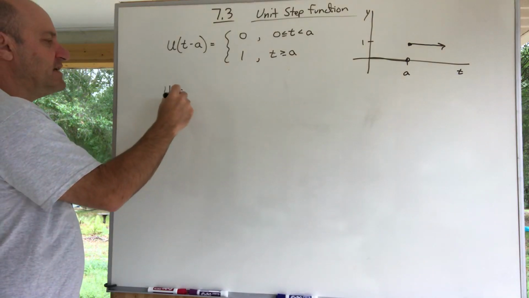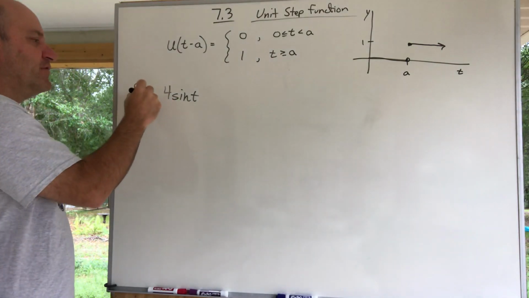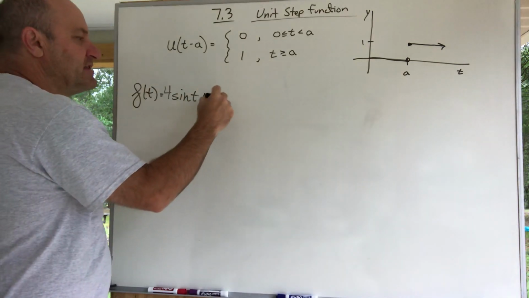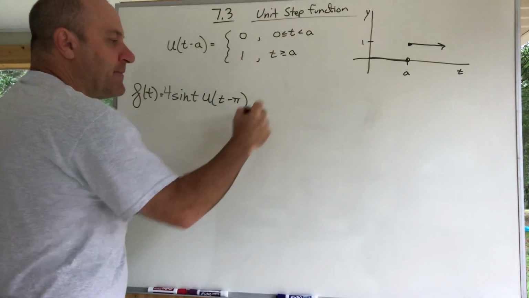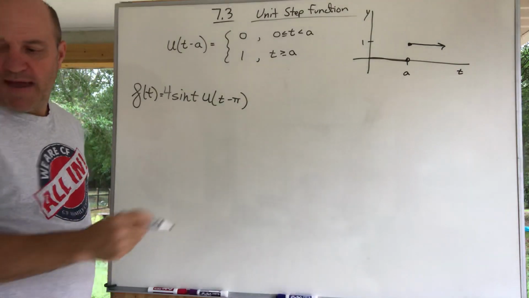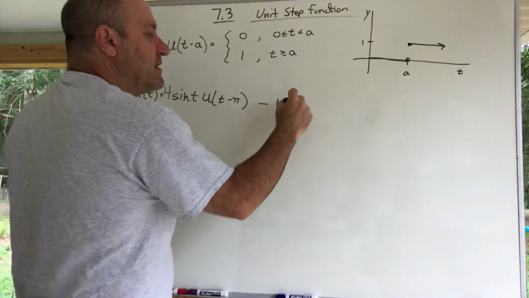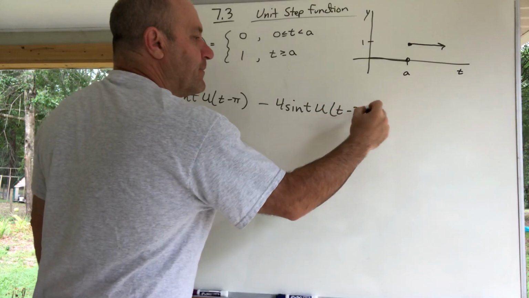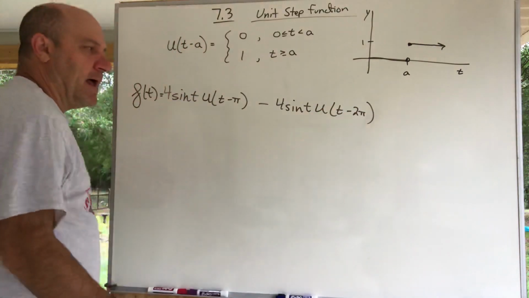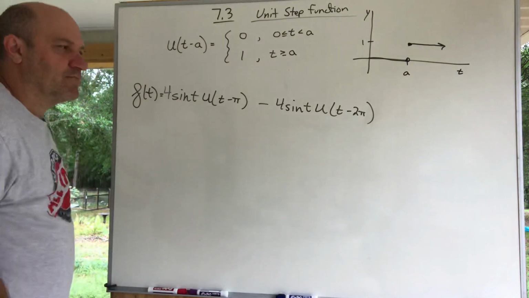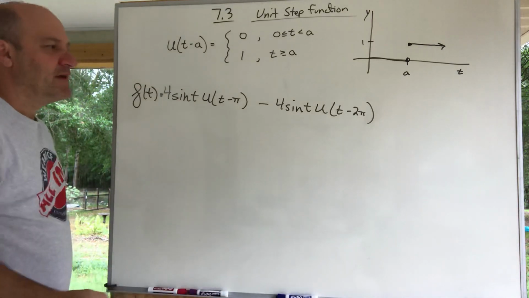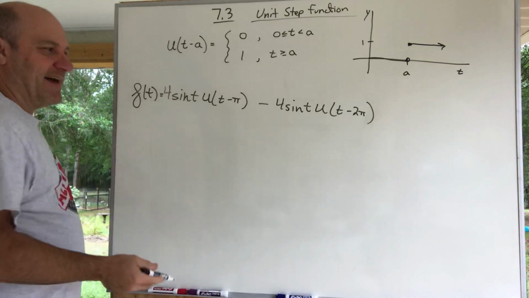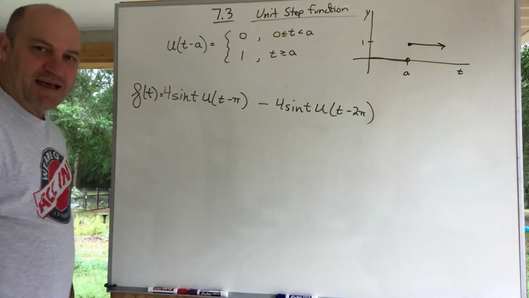4 sine t, so this is a function. It's called the function of t. 4 sine t attached to the unit step function t minus pi, minus 4 sine t attached to the unit step function t minus 2 pi. Yeah, that's okay. So let's see, what is this? Again, I sort of want to draw a picture of it.